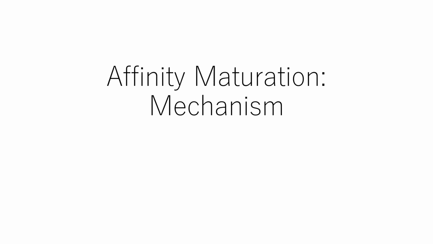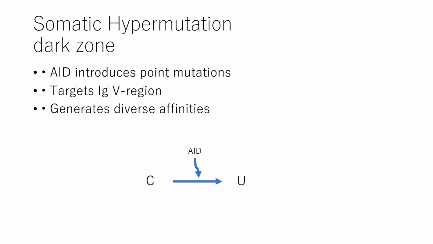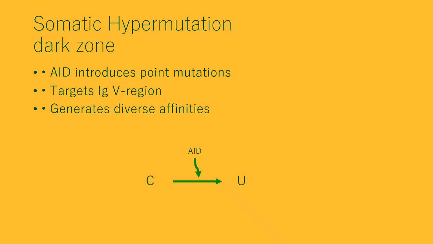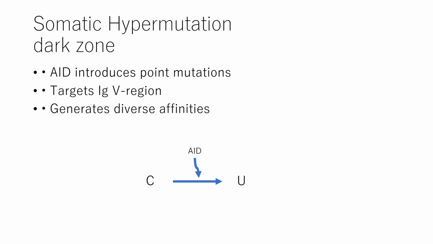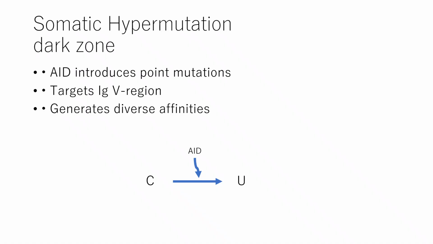I will explain the mechanism of affinity maturation. Affinity maturation occurs in germinal centers of secondary lymphoid organs, which are divided into a dark zone and a light zone. In the dark zone, B cells undergo somatic hypermutation. They express an enzyme called AID, which converts cytidine to uracil in the variable region of immunoglobulin genes. During error-prone DNA repair, many point mutations are introduced, generating B cells with higher, lower, or unchanged affinity.